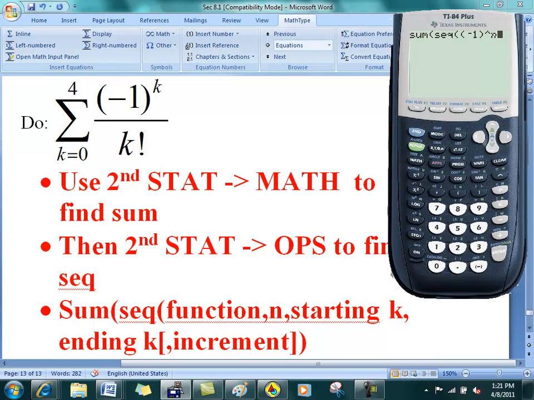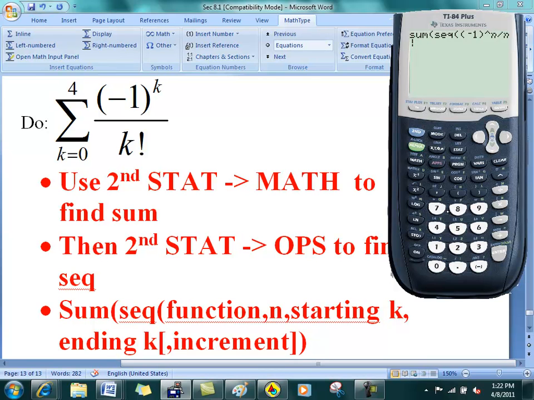Divide by n factorial. Does everybody know where factorial is? I already told you that. Go math, PRB, number 4. Are you guys caught up with me on this? Wait, how do you get the exclamation point? Math PRB 4. It's just n factorial.